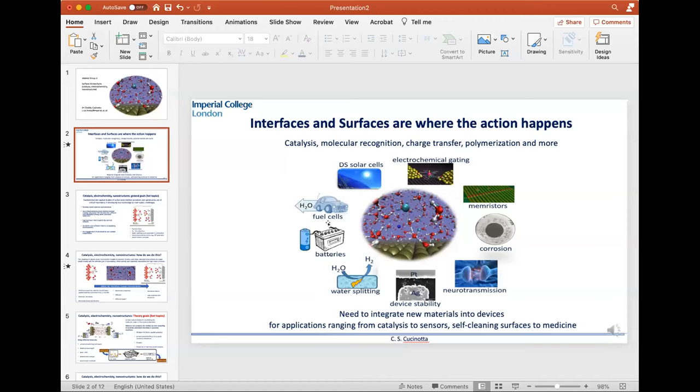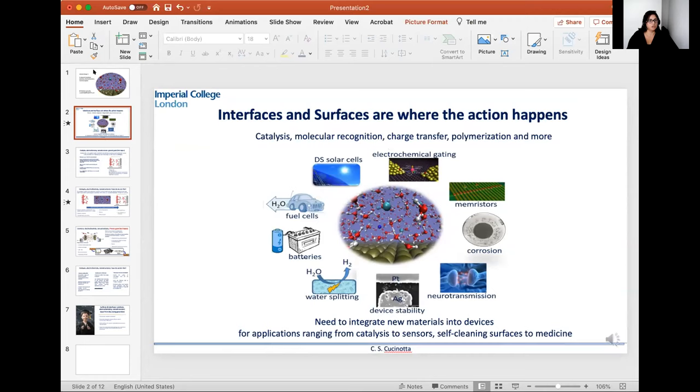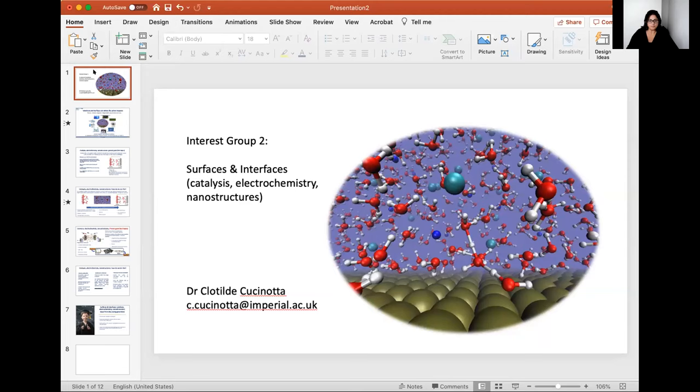Okay, can you see my screen? Yes, thank you. I think it's better if I leave it like this, because I'm not sure if it is going to work if I go through the screen. I think, is it visible? It is, yes. Okay, so good afternoon, everybody.